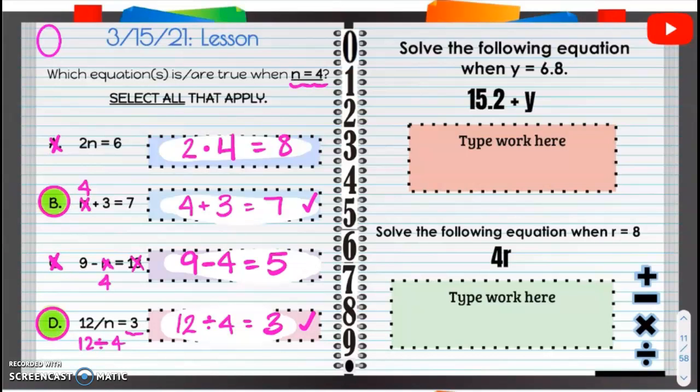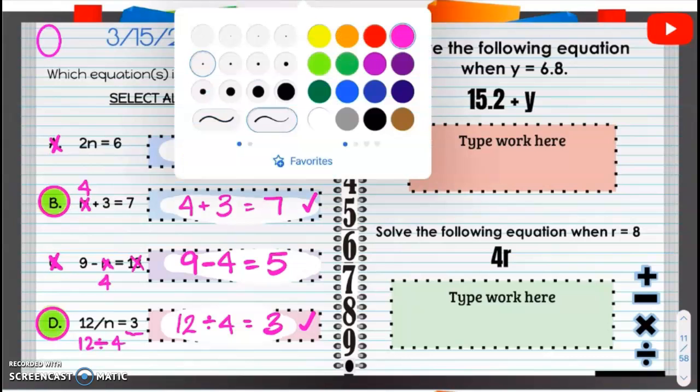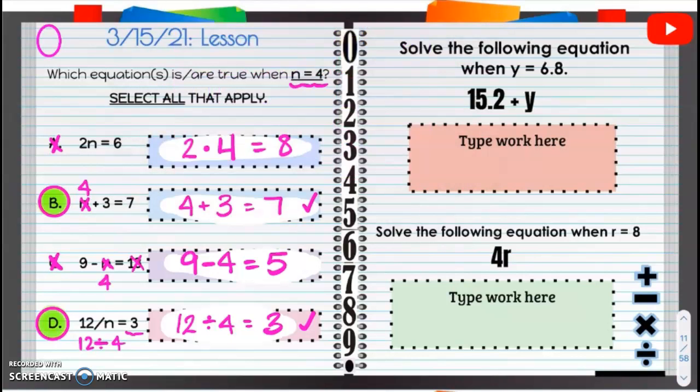All right, let's take a look over here. Okay, we're good. All right, so we're going to solve the following equation when y equals 6 and 8 tenths. So if we have 15 and 2 tenths plus y, so we're going to replace this in for this y. So we have 15 and 2 tenths.